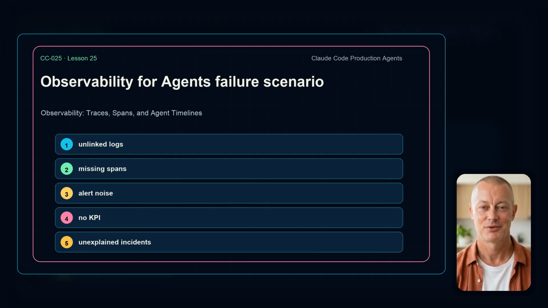Score the design against this rubric: trace ID, span hierarchy, tool events, human approvals, alert rule. A weak score does not mean the idea is useless. It means the workflow needs stronger boundaries before it becomes production work.